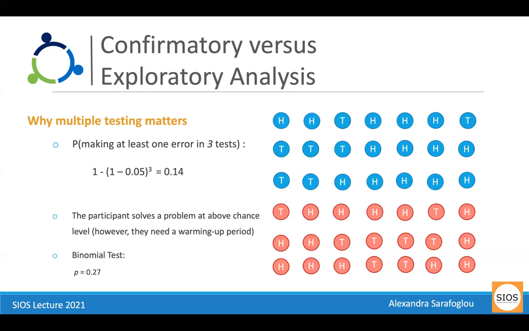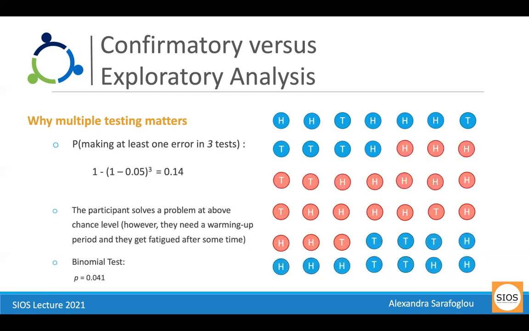They have to get acquainted to the task, for instance. And then you conduct another test that's still not significant. And then you might also add in your theory that they need a warming up period, but they also get fatigued after a while. Then they're not as concentrated anymore. And all of a sudden, your p-value is significant.